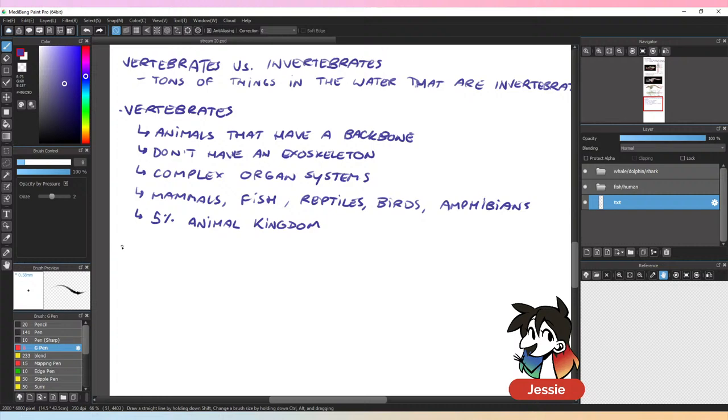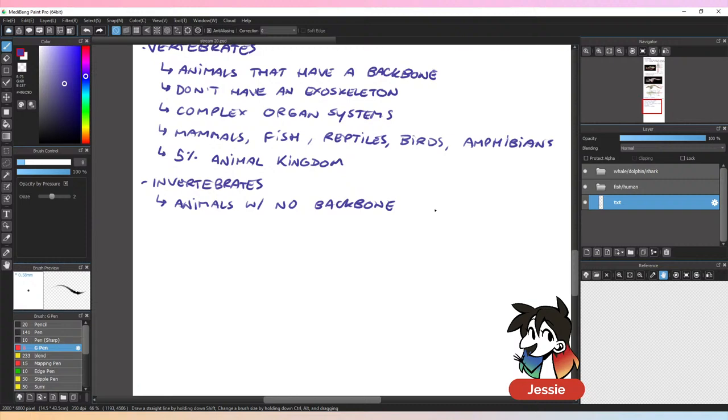So, invertebrates: animals with no backbone. Right? You got no bones, you're probably an invertebrate. If they don't have a traditional skeleton, they're most likely an invertebrate. Crabs also count as invertebrates because they have an exoskeleton. So invertebrates don't have a traditional skeleton. They got an exoskeleton, so their skeleton is on the outside.